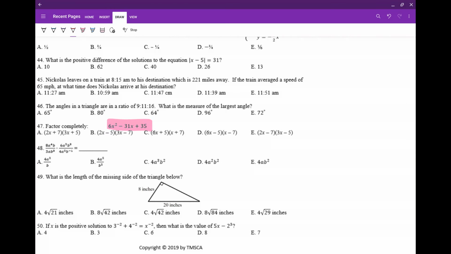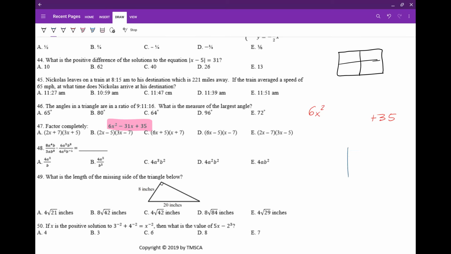So I'm going to factor this by grouping. I find that might work. So I have 6x squared as my a value. I have 35 positive as my c value. I'm trying to find a combination that gets to my b value. So I'll also solve this with the box method for those that like to do that.